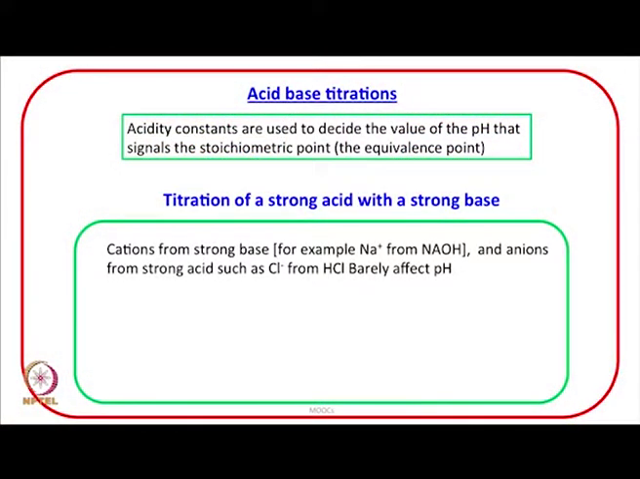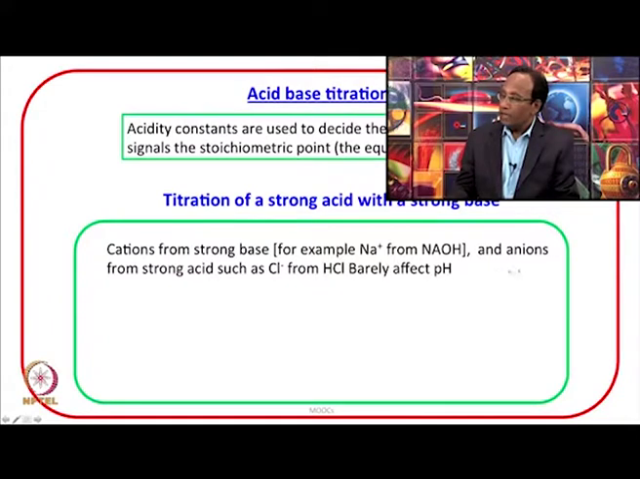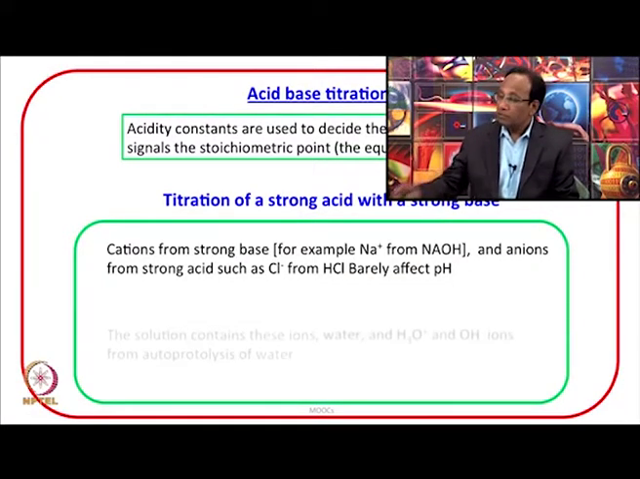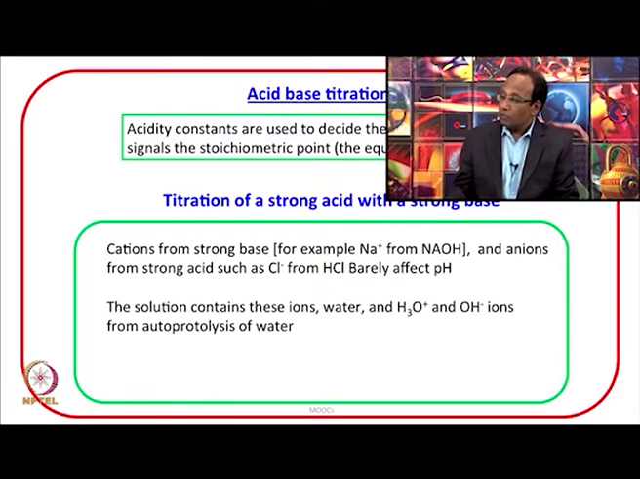And let us take a look at the slides. Cations from a strong base, for example sodium ions from sodium hydroxide, and anions from a strong acid, for example chloride ions from HCl, barely affect pH. Then the solution contains these ions. What are these ions? Sodium ions, chloride ions, water, H3O+ and OH- ions from autoprotolysis of water.